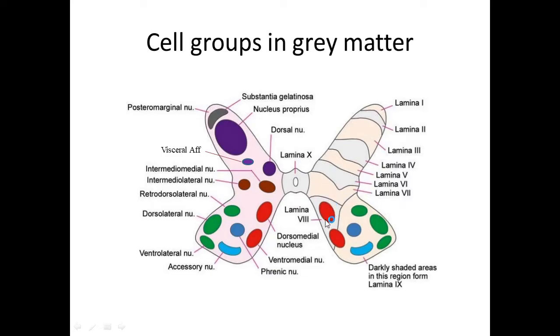Then lamina 8 and lamina 9 are present in the anterior gray column. And lamina 10 represents the zone which surrounds the central canal. So this is a newer concept of the division of the central gray matter, that it is divided into 10 laminae.